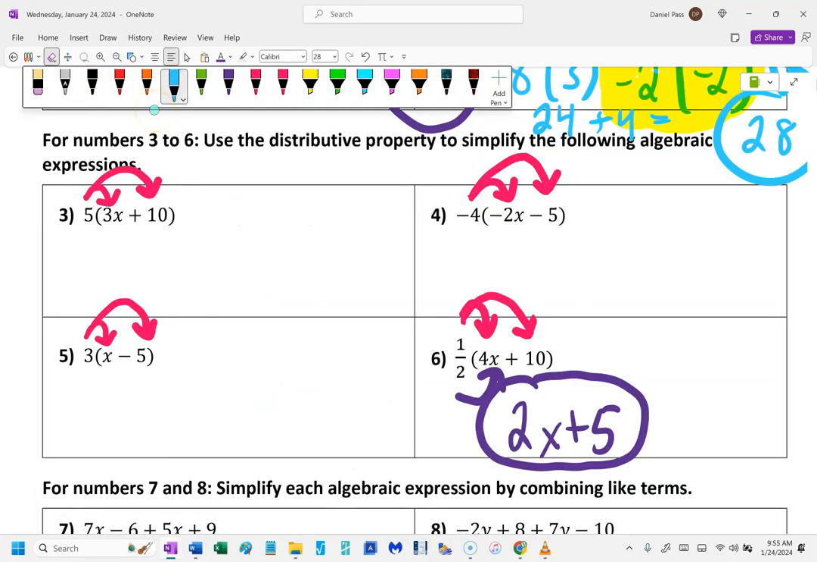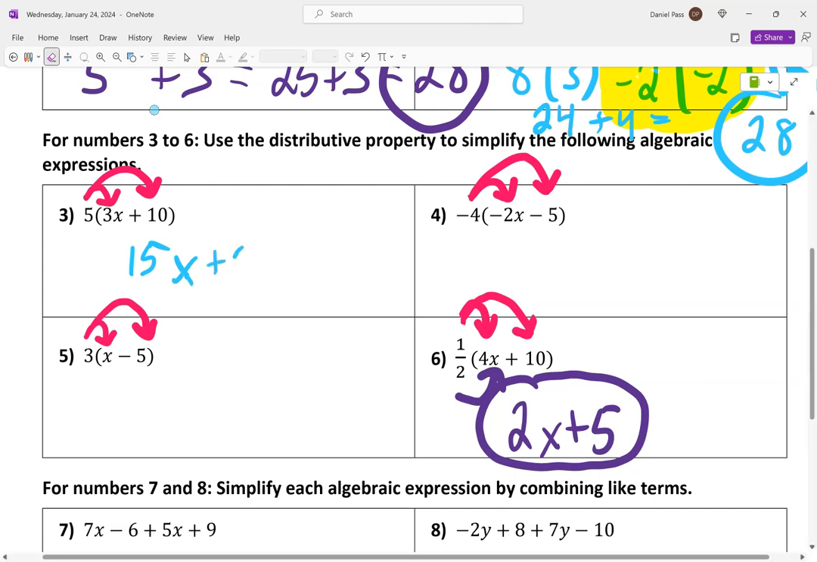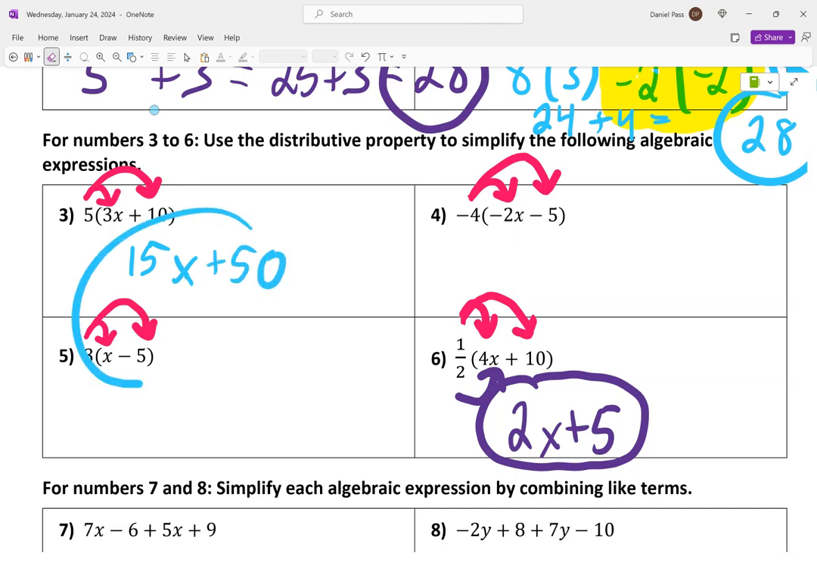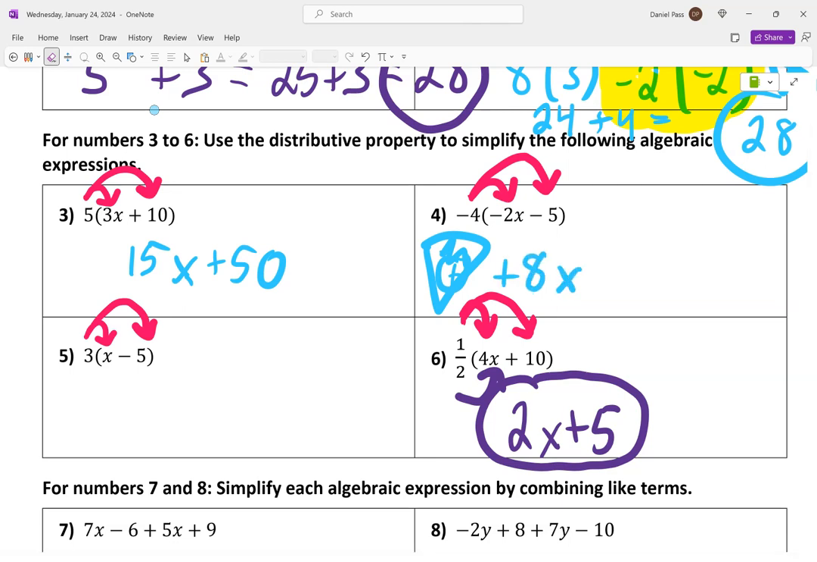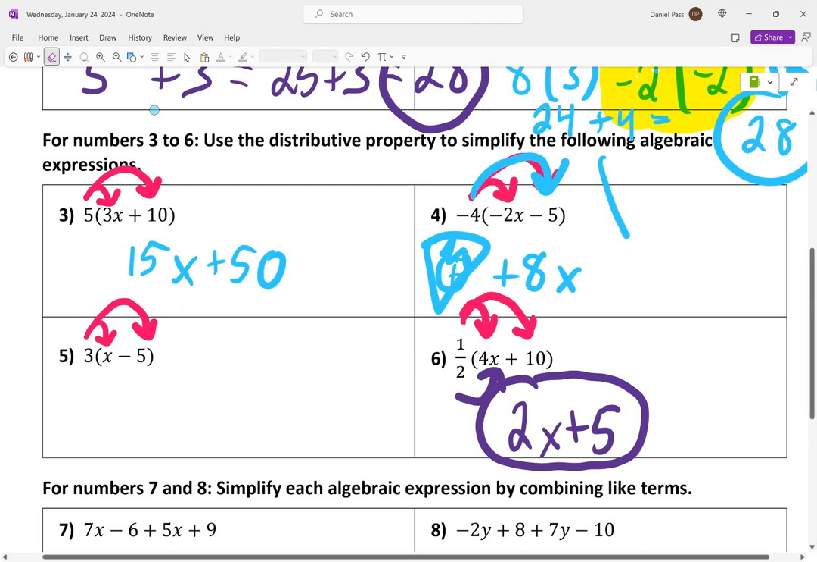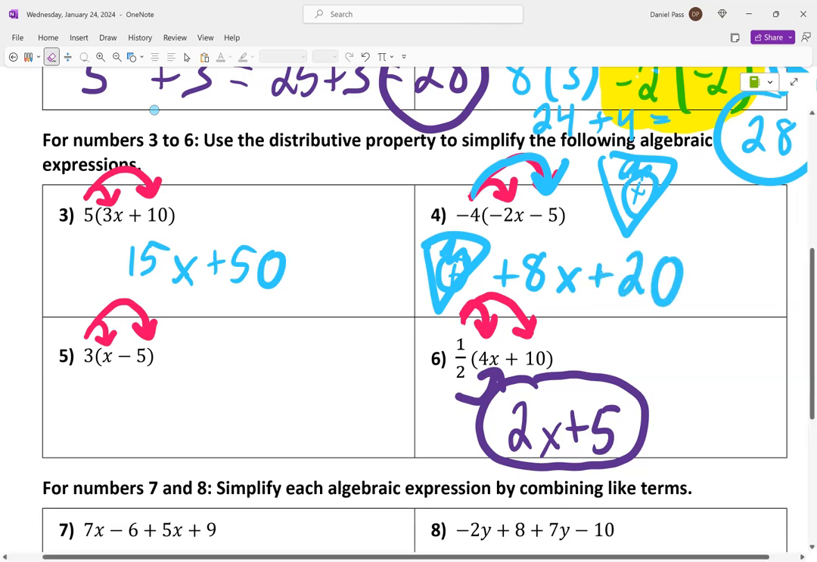Okay, 5 times 3, 15x. 5 times 10, 50. So we didn't have to worry about any negatives there. Yay! Okay, now we have to worry about our negatives. 2 negatives, 4 times 2. 2 negatives make a positive. Again, negative 4 times negative 5. So, again, 2 negatives make a positive. So, 5 times 4, 20.